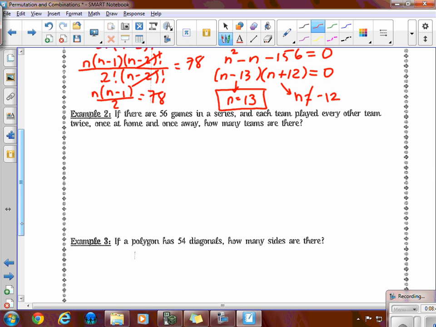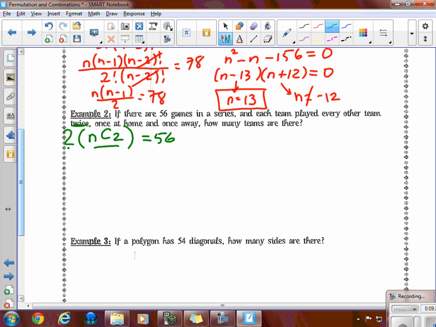If there are 56 games in a series and each team played every other team twice, once at home and once away, how many teams are there? Looking back at lesson 2 again, this is the same formula. We have nC2. Every team, the n, has to play, and it takes 2 teams to play, so that comes the 2. But now it's saying they played each other twice, which means whatever this is, we have to double it. So this is the games being played twice. We know this equals 56.